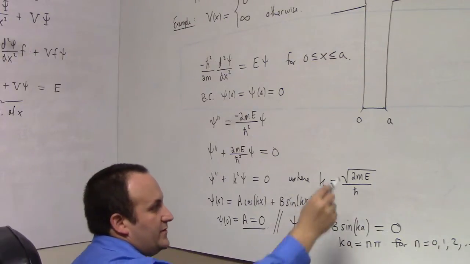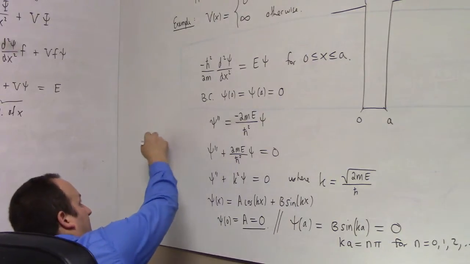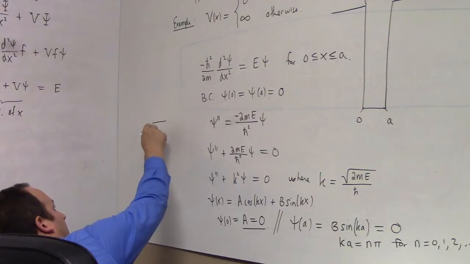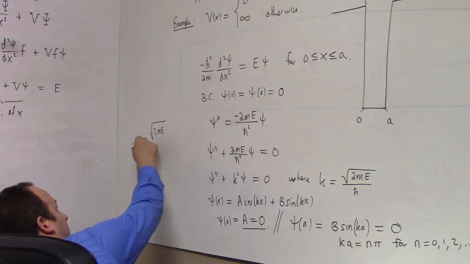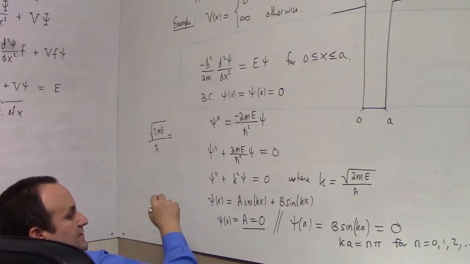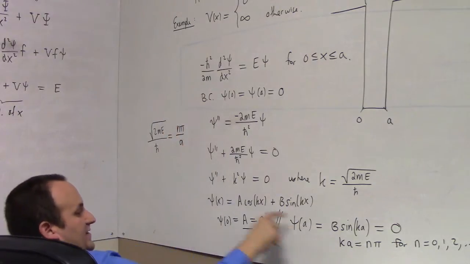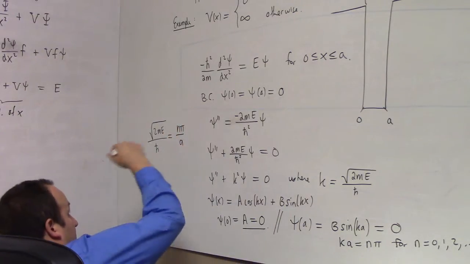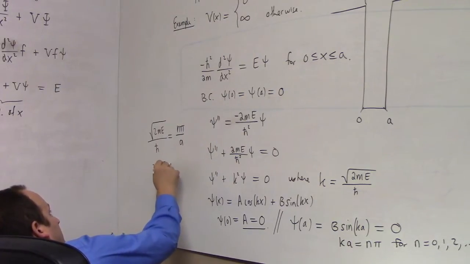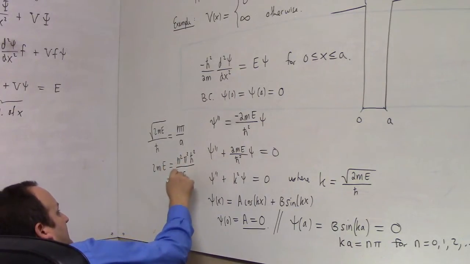So let's see here. In other words, let me go back up. I'll work over here, I guess. So I have square root of 2me over h bar. That's my k is equal to n pi over a, right? If I divide this by a, so square both sides, we get 2me is equal to n squared pi squared h bar squared over a squared.